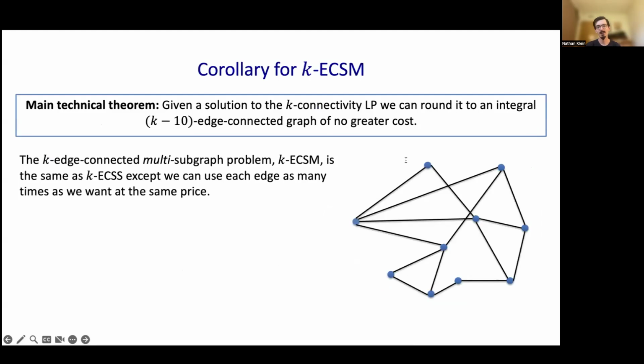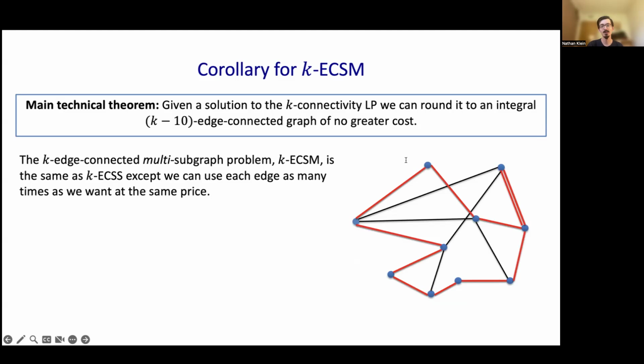A closely related problem known as KECSM is the same as KECSS, except we're allowed to take every edge as many times as we'd like at the same price. So for example, this is a KECSM solution, a 2ECSM solution, but not a 2ECSS solution since we double one of the edges.